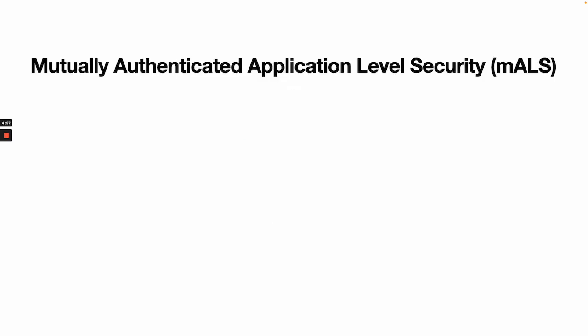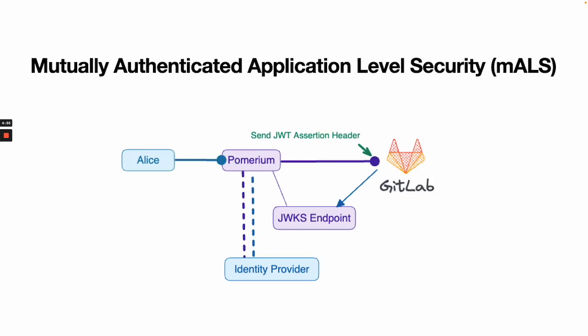Using our earlier example, Pomerium sends the signed JWT in a JWT assertion header. Because GitLab can be configured to verify the JWT before granting access, your app is also protected from unforeseen security threats, like firewall misconfigurations or unauthorized requests that circumvent Pomerium.